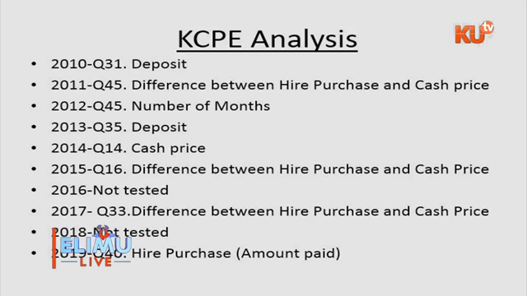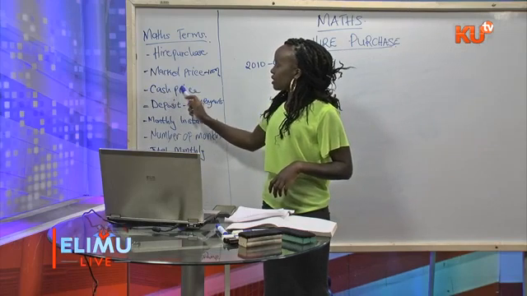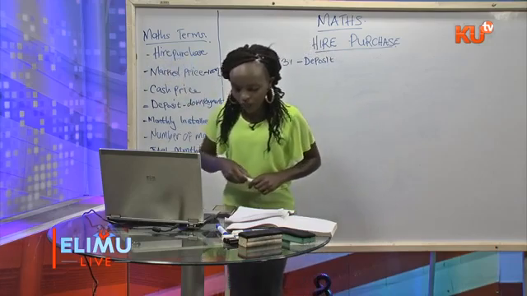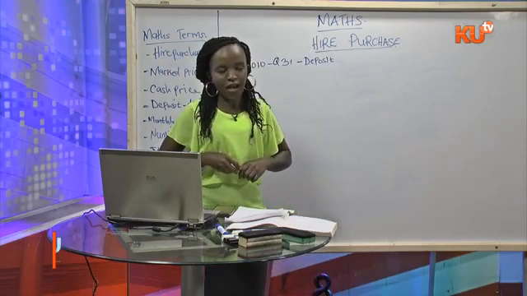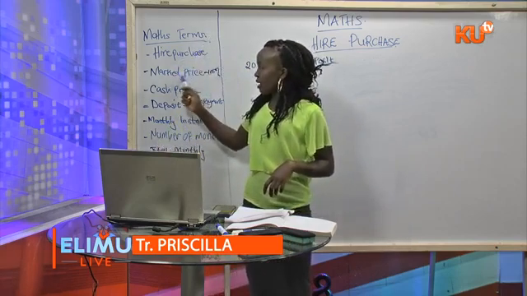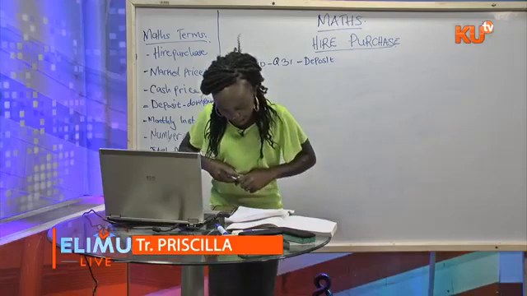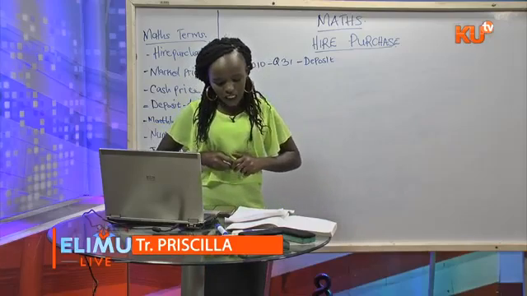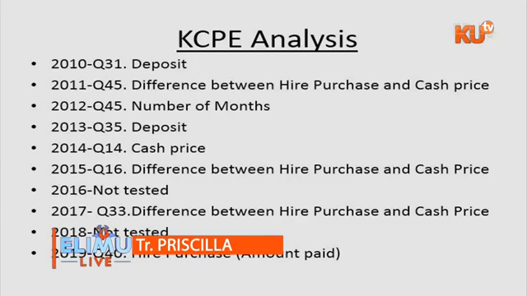They were asking the difference between the hire purchase price and the cash price. I explained the meaning of the cash price and how we get it, and then we have the hire purchase. So they wanted the difference between the hire purchase and the cash price. And remember, the hire purchase is always higher than the marked price and the cash price. Then in 2012, in question number 45, they asked the number of months. In our formulas there, we have discussed how to get the number of months.